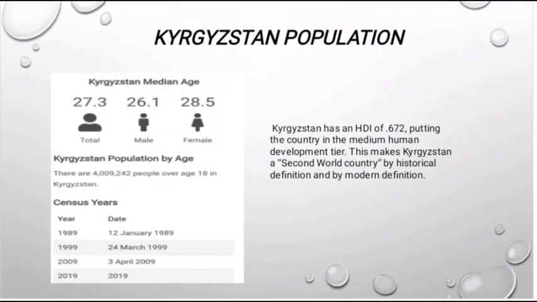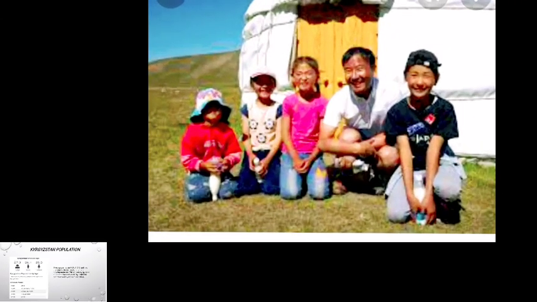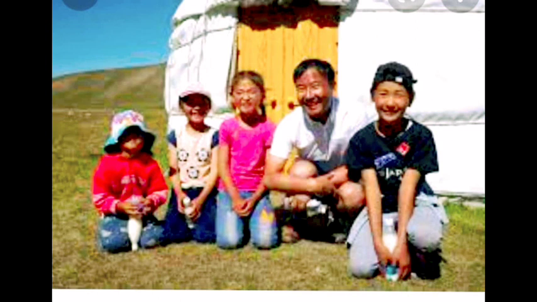Kyrgyzstan belongs to the medium human development tier. This makes Kyrgyzstan a second world country by historical definition and by modern definition. Human development is defined as the process of enlarging people's freedom and opportunities and improving their well-being. Human development is about the real freedom ordinary people have to decide who to be, what to do, and how to live.